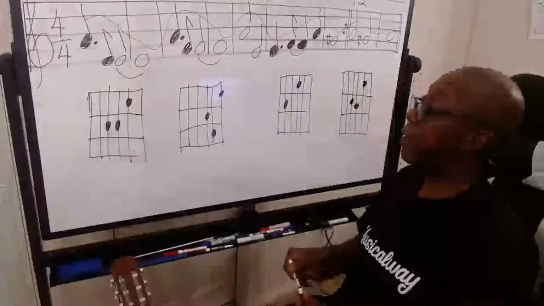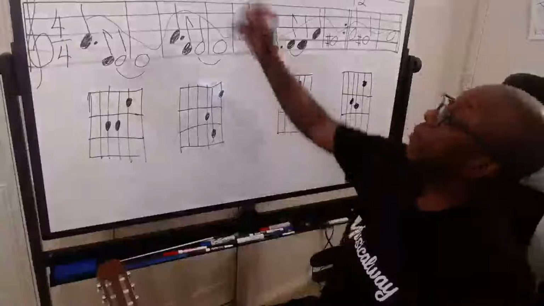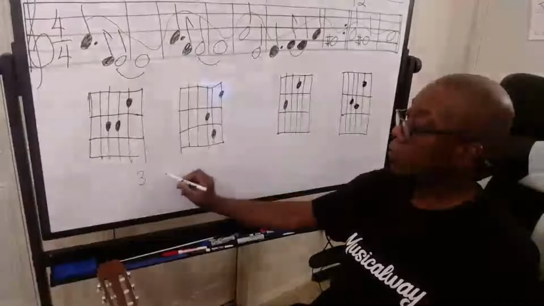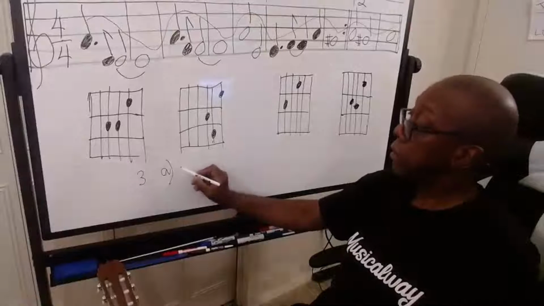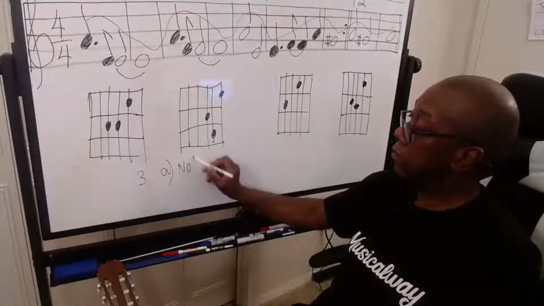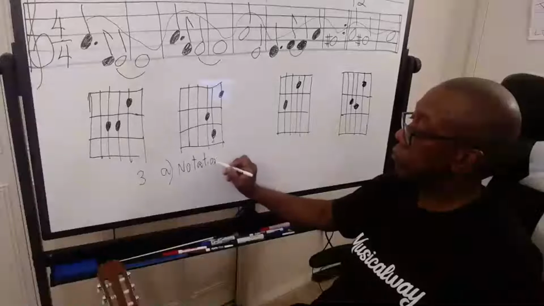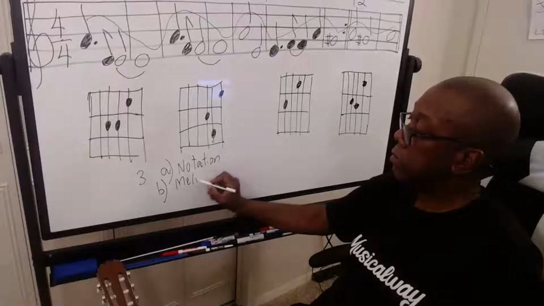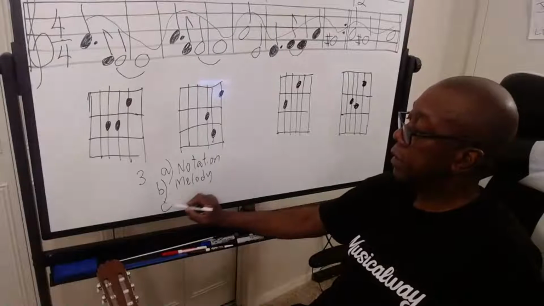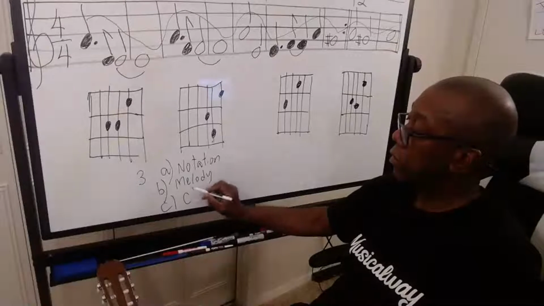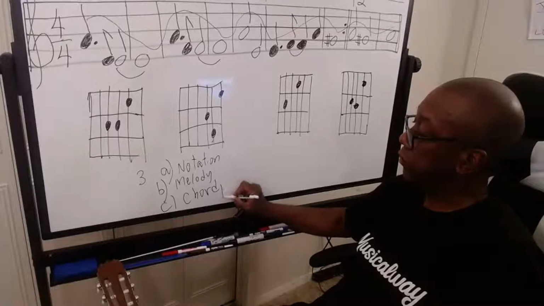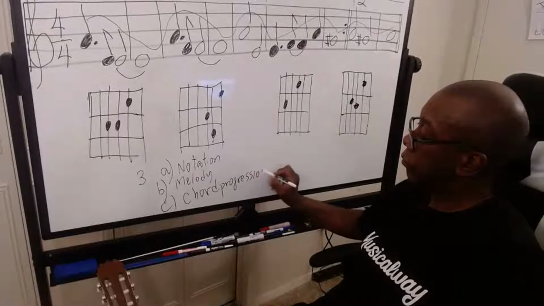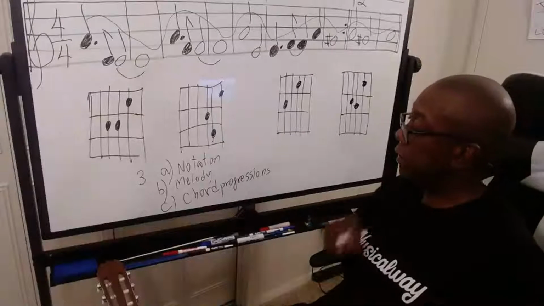Good. Now, we have three things to do. A, notation. B, the melody. C, the chord progressions. So we'll be doing three things.